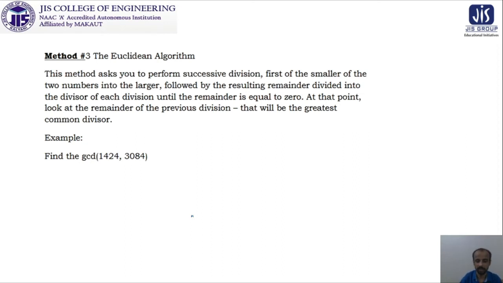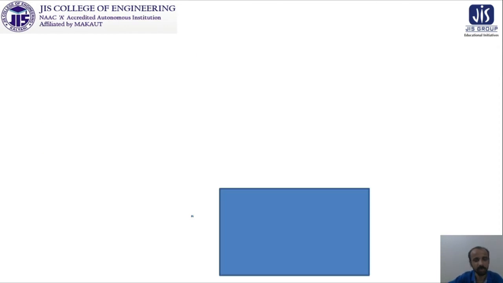So how to test it? Let us check by finding the GCD of 1424 and 3084. We can find it by the previous two methods, but now our target is to use the Euclidean algorithm. So let us proceed.